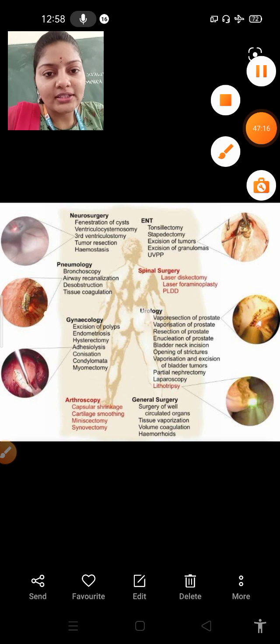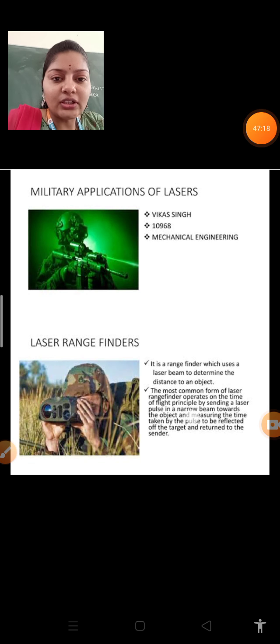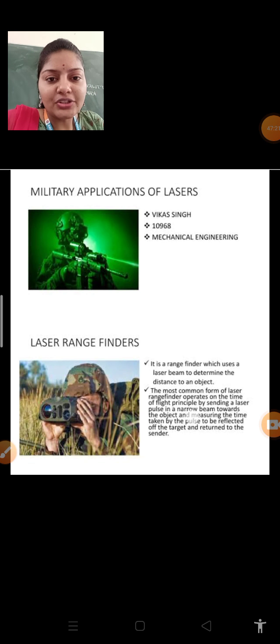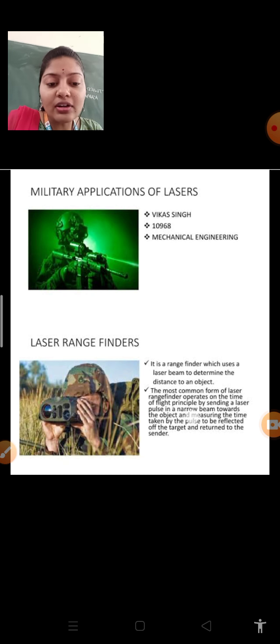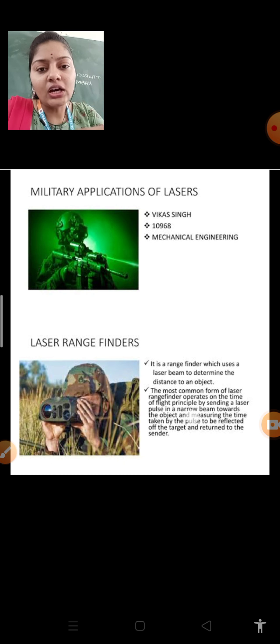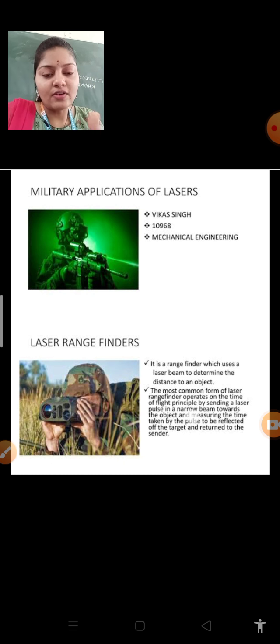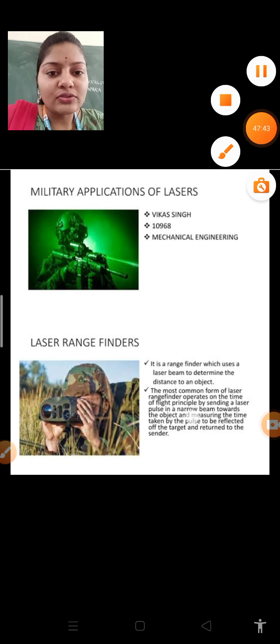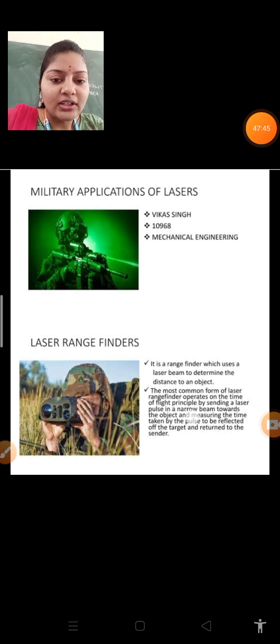Now coming to the next application: military applications of laser. In the military also we can use lasers. By using laser range finders, we can detect objects which are far away from the soldiers. For example, laser range finders can detect the opposing side. This is one of the major applications in the military.